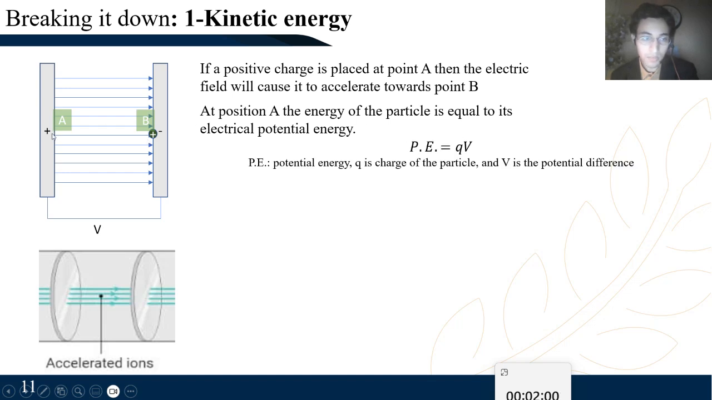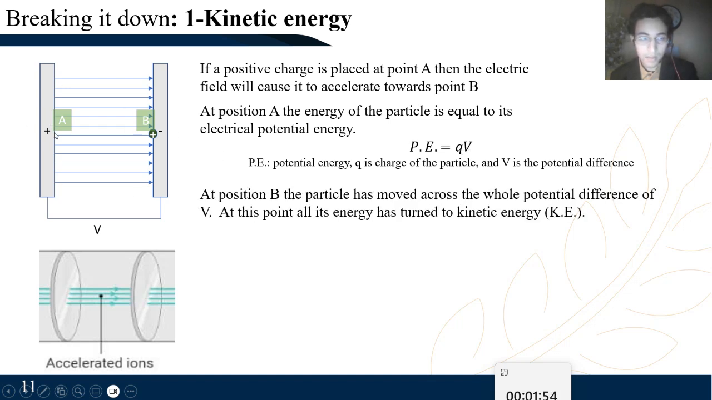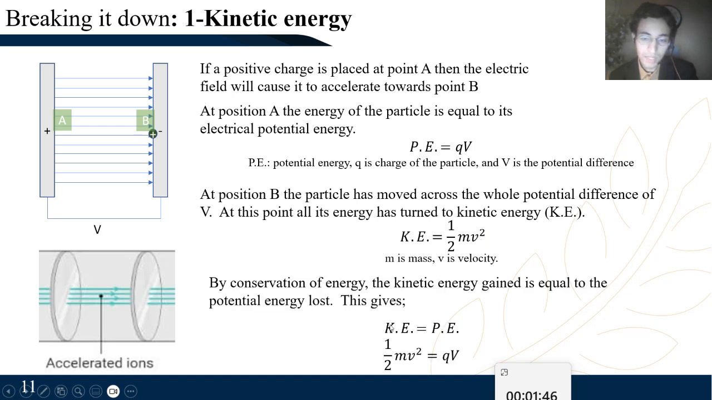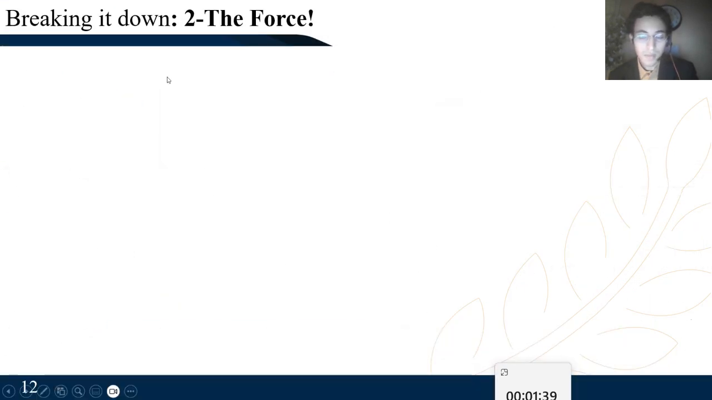So here we have it. The potential energy when it's resting here under the voltage is equal to the charge times the voltage. And when it's let go, it turns into kinetic energy, which is the usual half m v squared, where v is the velocity. And due to conservation of energy, the kinetic energy will equal the potential energy, which leaves us with this nice equation.